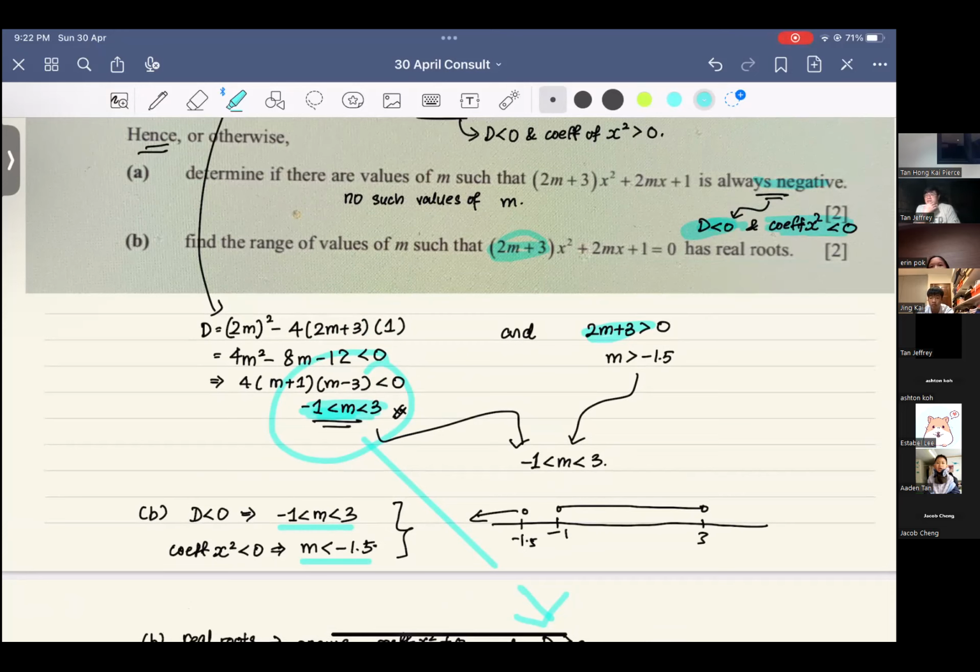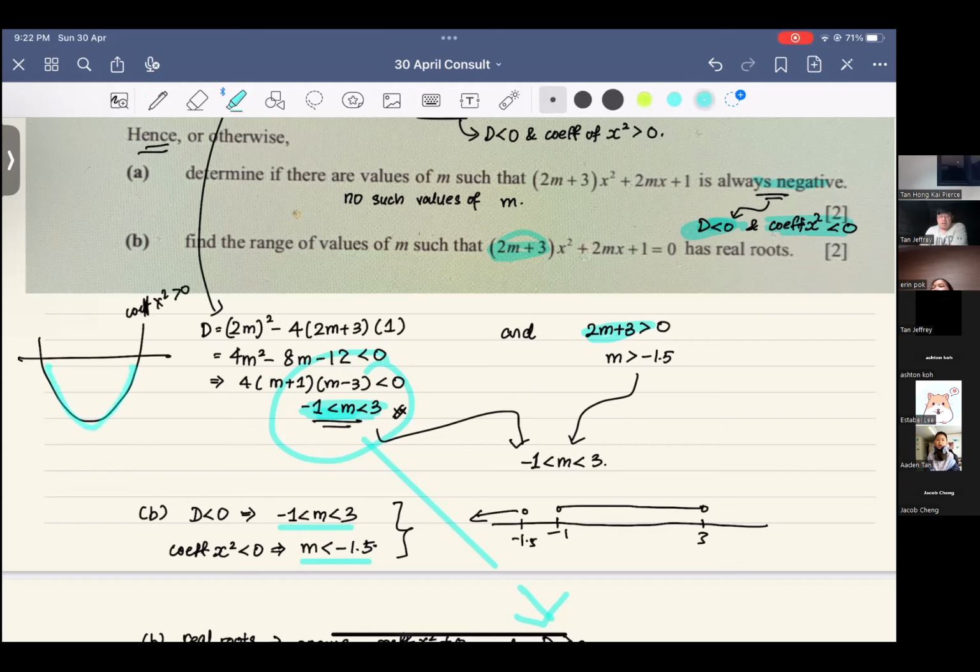It must be a sad face. So whenever it's always negative, it's a sad face. Yes. A positive graph cannot be always negative. Think about it, Erin. If I give you something like this, a happy face, where the coefficient of x squared is positive, one day it's going to be positive. It cannot be always negative. Only a sad face can be always negative. Okay.